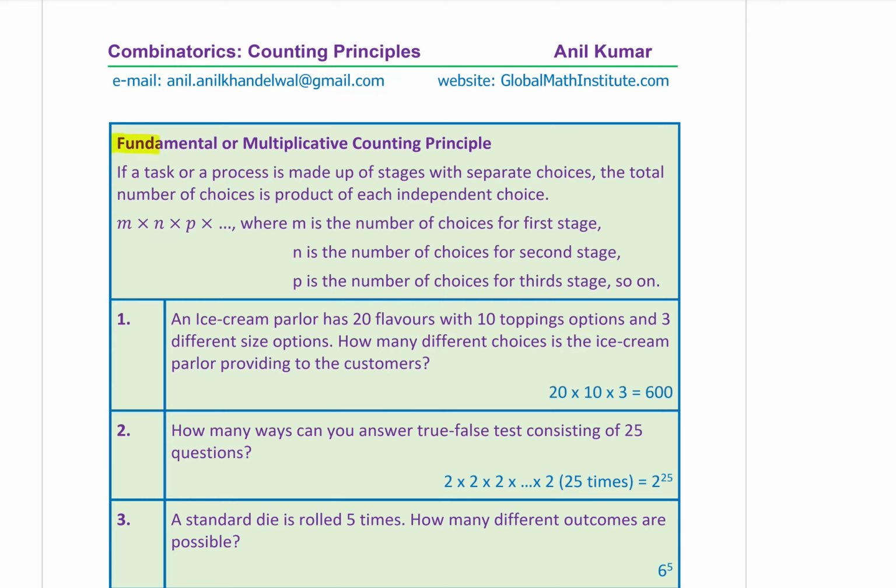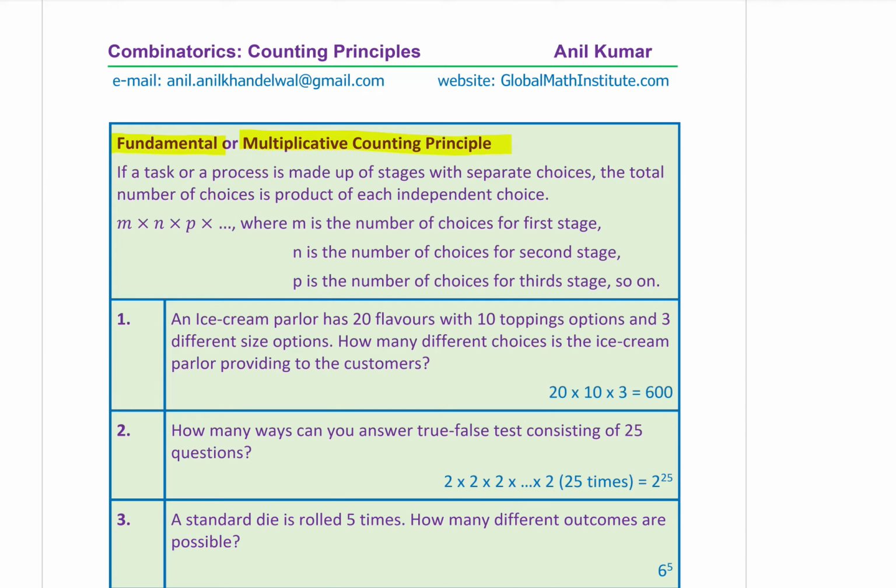Now, we call this the fundamental or multiplicative counting principle. If a task or a process is made up of stages, as it was in this example, with separate choices, the total number of choices is the product of each independent choice, correct? As in the last case, 3 times 2: 3 choices for mode of transport and 2 for the destination. In that way, we could extend it to any number of choices. The condition is that they should be performed in a sequence. So for choice 1, if we have m options, for the second n options, and then p options, then the answer is the product of all of them. And that is what we call the fundamental or the multiplicative counting principle, correct?